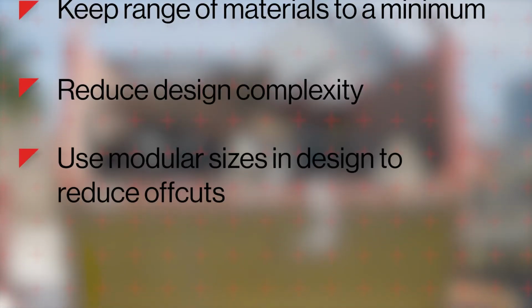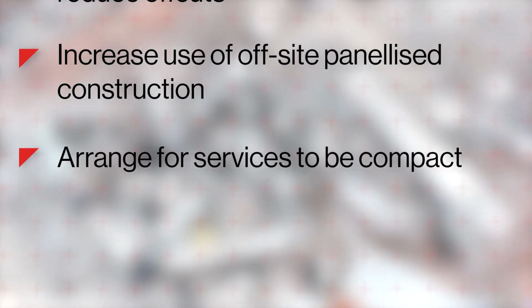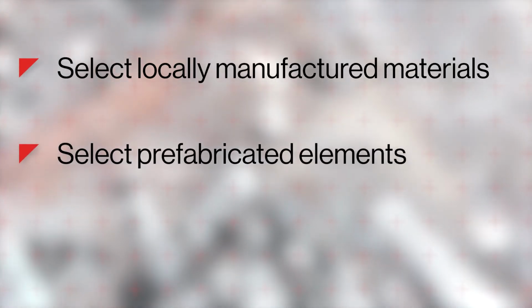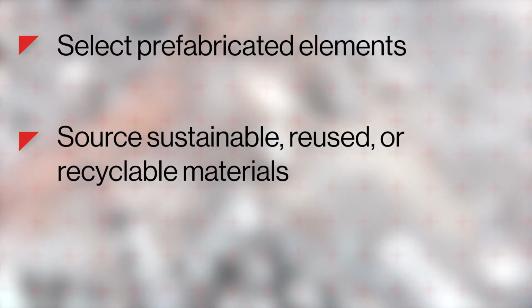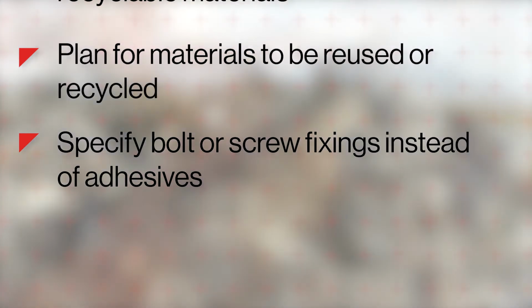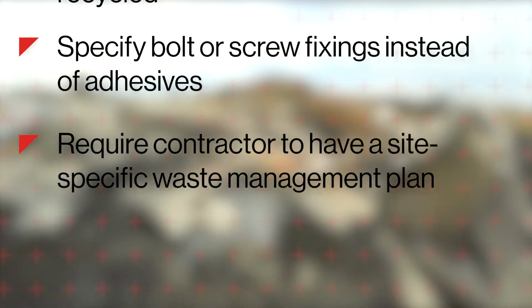Use modular sizes in design to reduce offcuts and increase the use of off-site panelized construction. Arrange surfaces to be compact with minimum runs, for example by grouping all wet areas on plans. Select locally manufactured materials where possible. Select prefabricated elements where possible. Source sustainable, reused or recycled materials. Plan for materials to be reused or recycled rather than going to landfill. For example, specify bolt or screw fixings rather than adhesives. Require the building contractor to have a site-specific waste management plan.